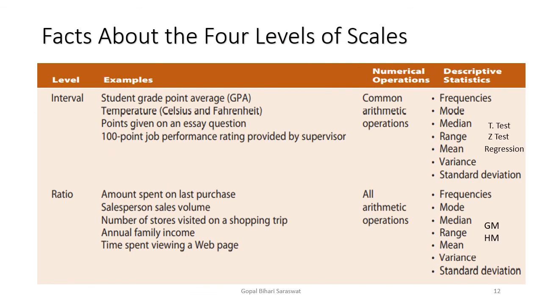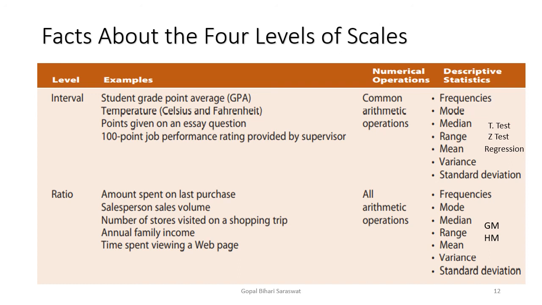Further, the interval scale is a scale where, for example, the GPA, student grade point average, when you calculate it exactly, is an example of an interval variable. Temperature of a particular room, country or district is an example of an interval variable measurement scale. A 100-point job performance rating provided by a supervisor is also a part of the interval scale. So generally we use frequency, mean, median, mode, range, variance, standard deviation, t-test, z-test, regression and chi-square test on interval scale variables.